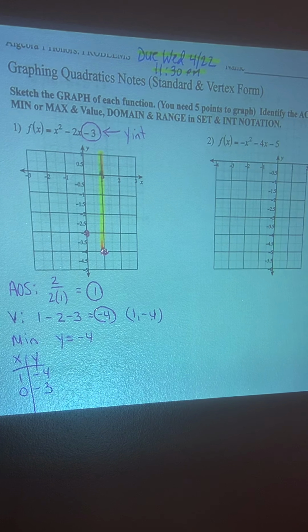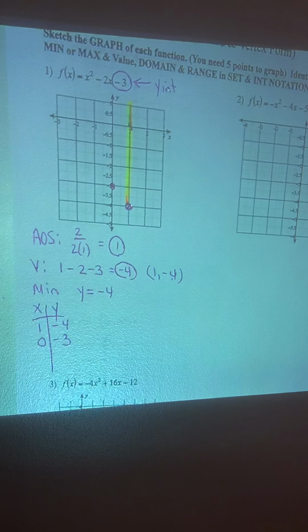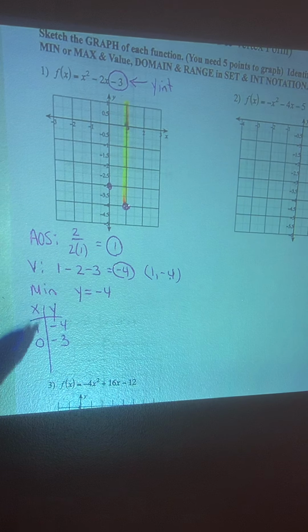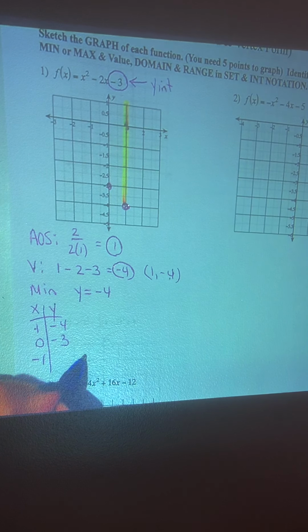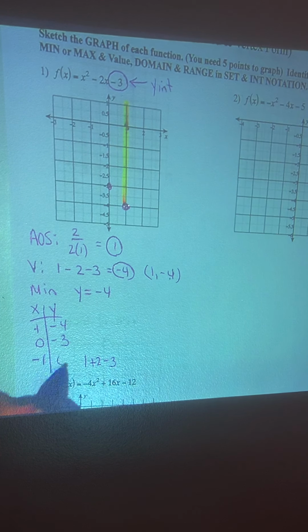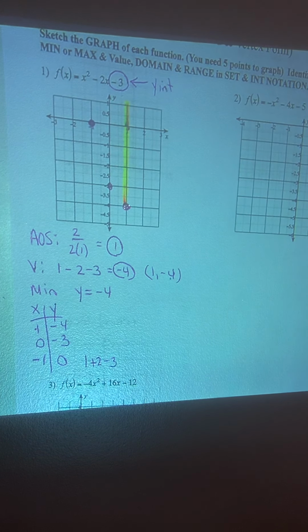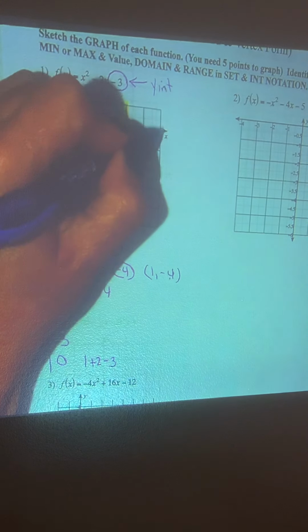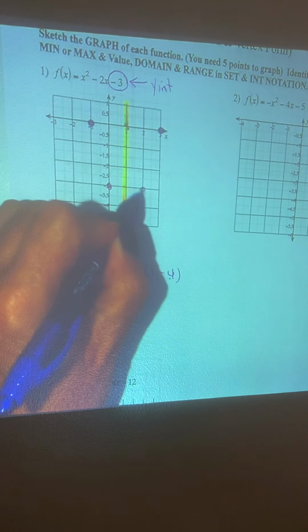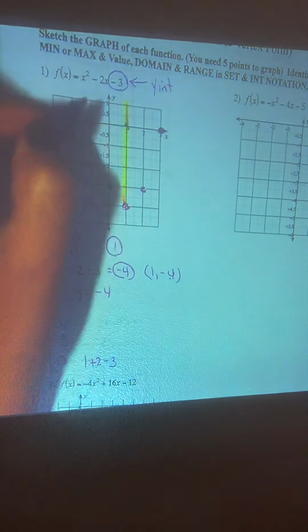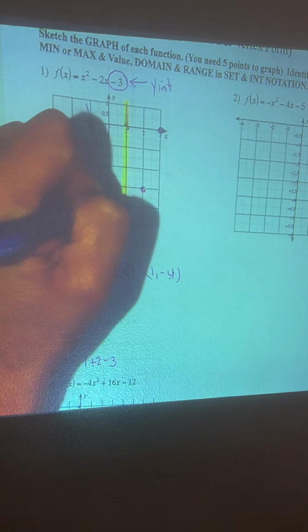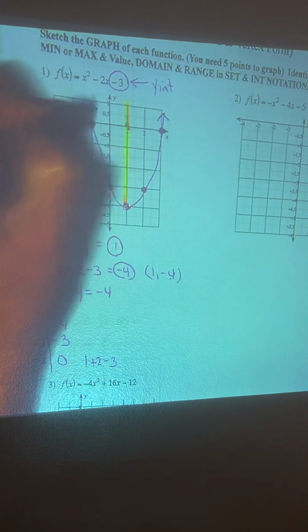Okay. We need a third point. Our third point is going to be, let's see, 1, 0. What comes next? Negative 1. That's our third point. So let's plug it in. Negative 1 squared is 1. Negative 1 times negative 2 is positive 2 minus 3. 3 minus 3 is 0. Negative 1, 0 is right here. And now we're going to reflect. 1, 2, 1, 2. 1 and 1. And here we are. Here are our 5 points on our parabola. There we go.